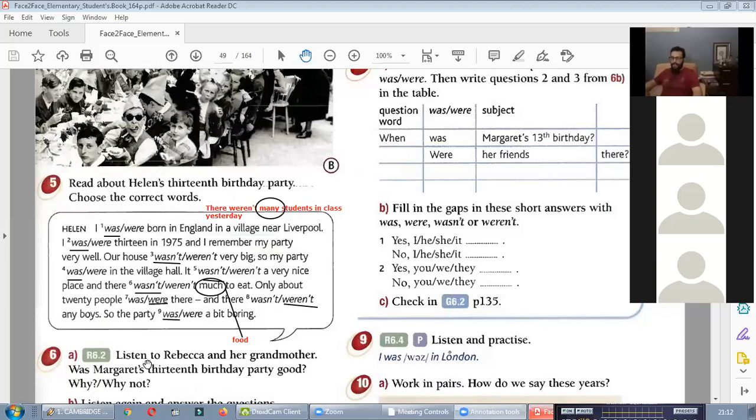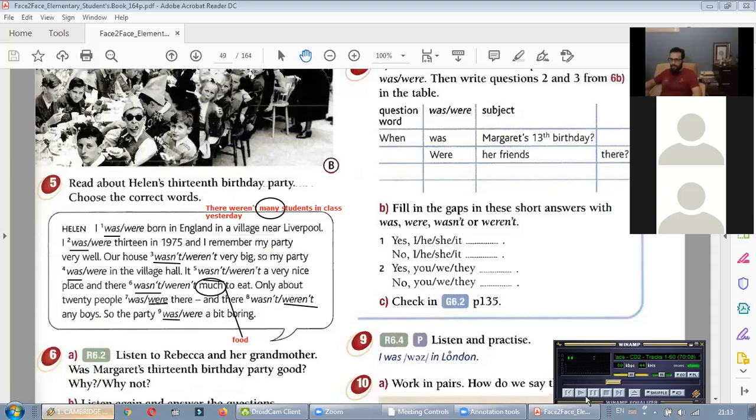All right, now let's listen to Rebecca and her grandmother. So was Margaret's 13th birthday good? Why or why not? Okay, so we are going to listen to Rebecca talking with her grandmother. Her grandmother, of course, is Margaret. So we are going to listen about Margaret's 13th birthday, and we want to know, was it good or not? And we want to know why. Why was it good? And if it wasn't good, why not good? Okay, so let's listen to the conversation between Rebecca and her grandmother, Margaret.